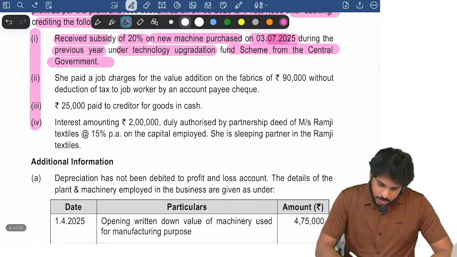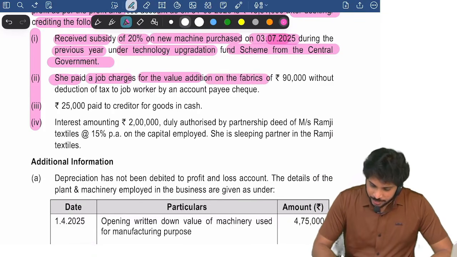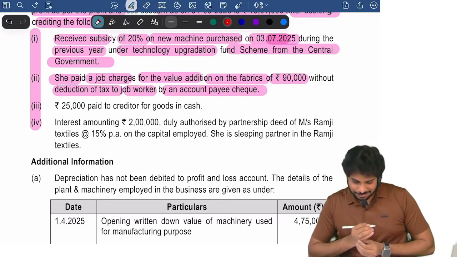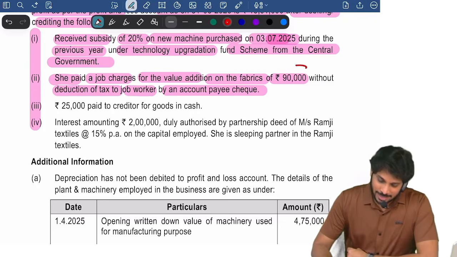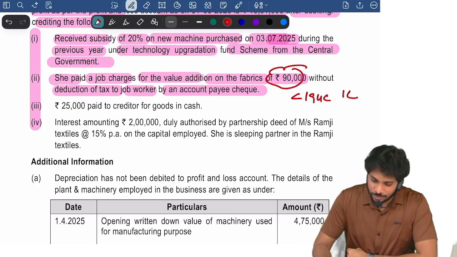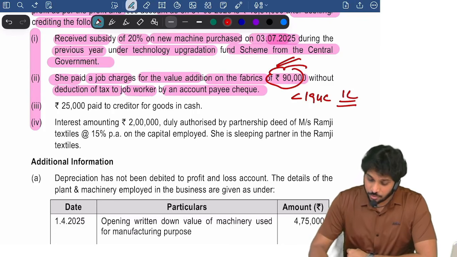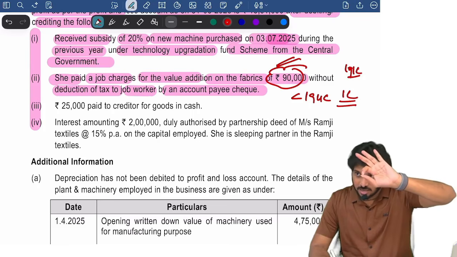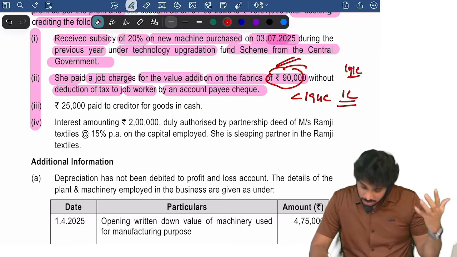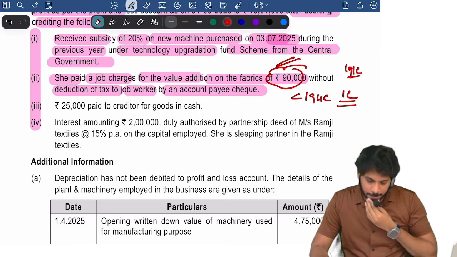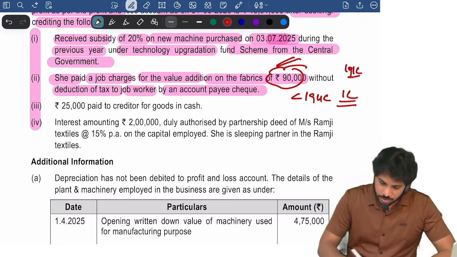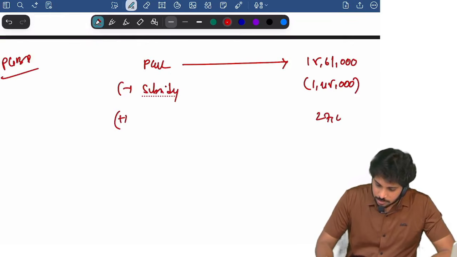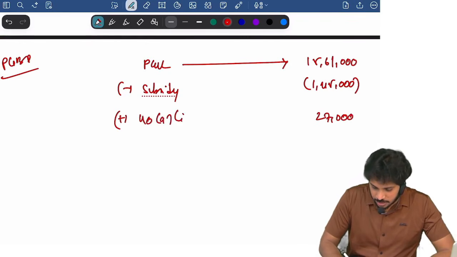Next, she paid a job charge for the value addition on the fabrics of 90 without deduction of tax to the job worker by account payee cheque. Amount paid is less than the 194C per annum 1 lakh limit. However, single payment is exceeding 30,000. Therefore, 194C will attract the provisions, because last year turnover is more than 1 crore. Entire 40(a)(ia) provisions will attract. Yes or no? So 30% will be disallowed. Yes or no? Yeah, that's it. So 30% is how much? 27,000. 40(a) clause (ia).